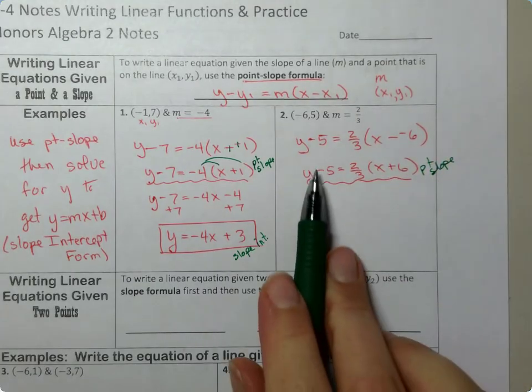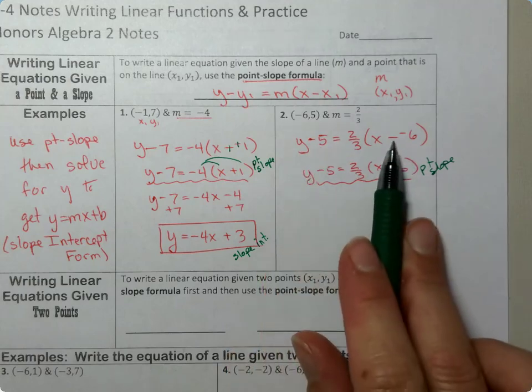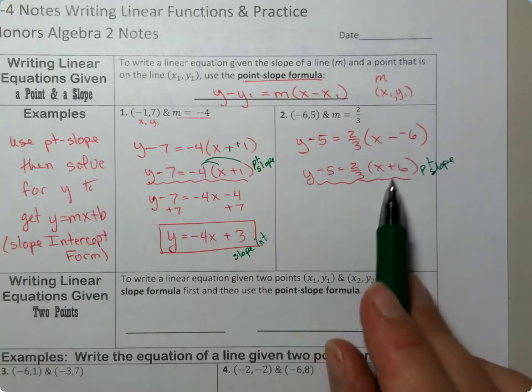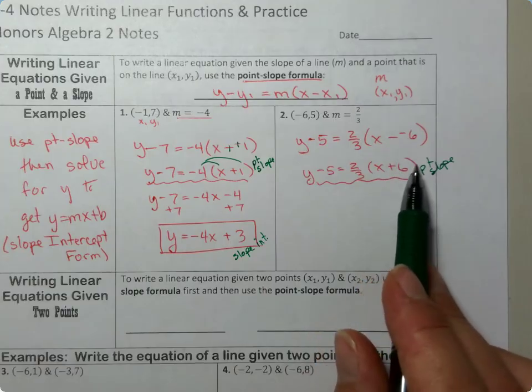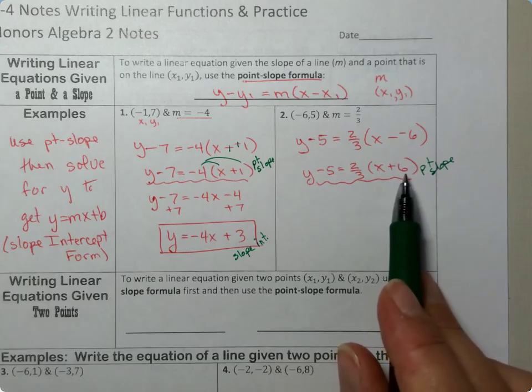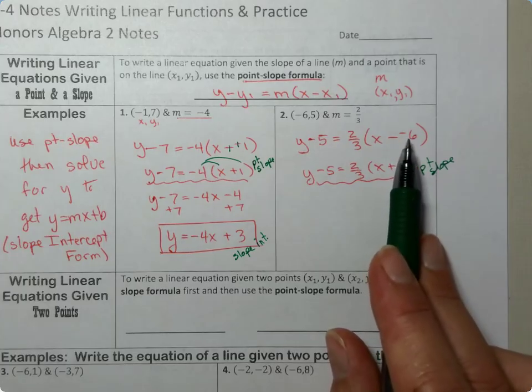So I put in my y, I put in minus the -6 for my x, my slope is 2/3. I clean up that minus negative. So if you were asked for point-slope form in the simplest form, this is it. That's point-slope form, clean up that extra negative sign.